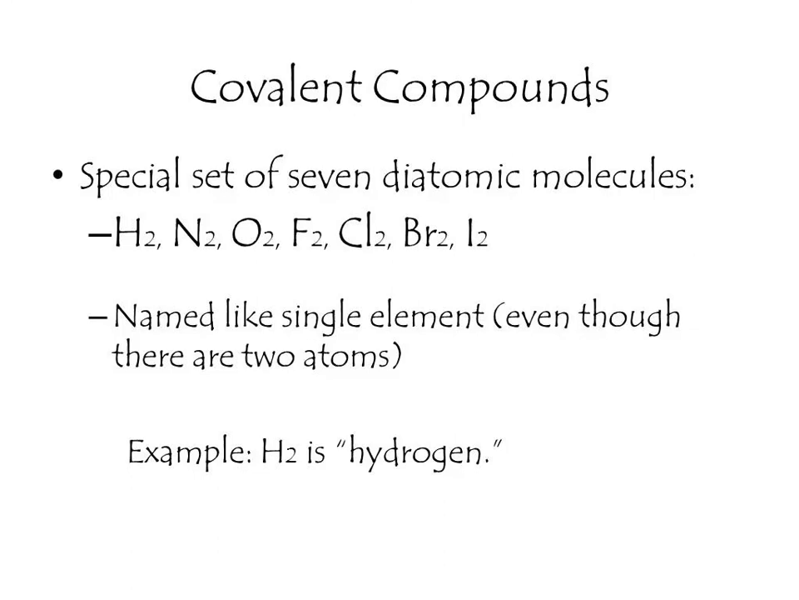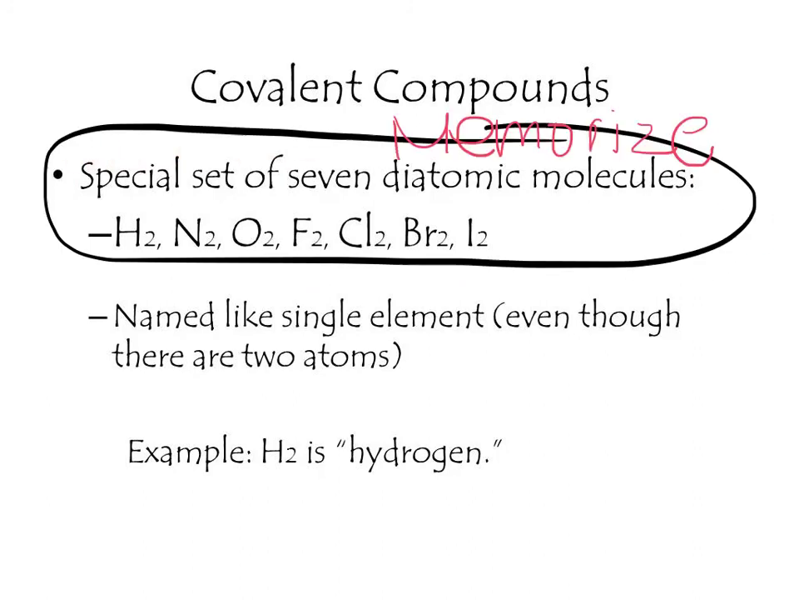Now, there are 7 special covalent compounds you need to memorize. So this is something you need to memorize. These are known as diatomic molecules. The reason why they're known as diatomic molecules, in nature, you will never find a hydrogen atom. You will find hydrogen bonded to another hydrogen. You will never find nitrogen on its own. You will always find nitrogen bonded to a nitrogen. And oxygen will always be bonded to an oxygen. Fluorine, chlorine, bromine, and iodine, they will always bond to themselves.